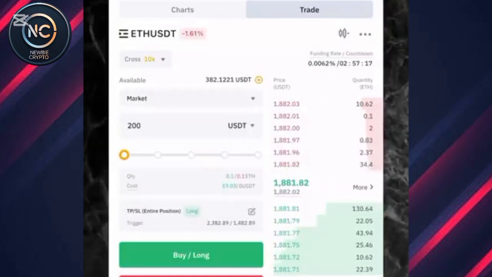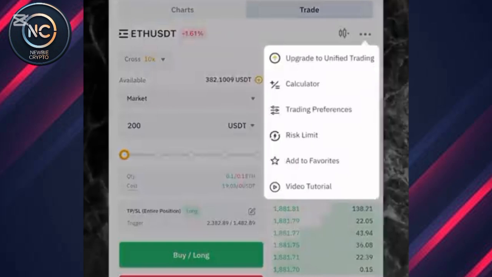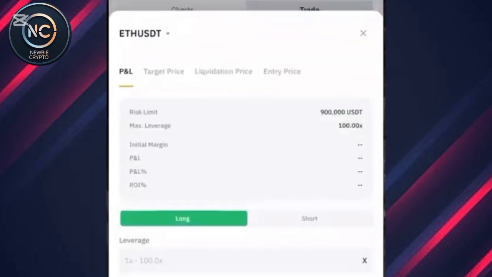To do that, you come right here to where you have these three dots at the top right corner. Once you tap on it, you see where you have calculator, so you tap on it. Now, this is where you can calculate your P&L, your target price, liquidation price, and your entry price. Now, let's say, for example, you want to calculate your P&L. P&L means profit and loss.